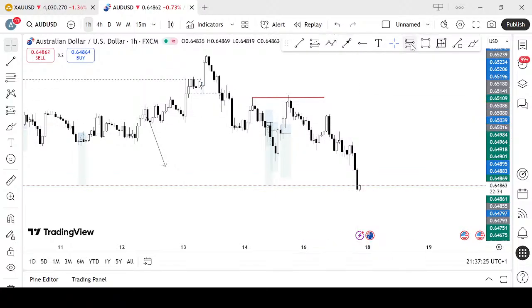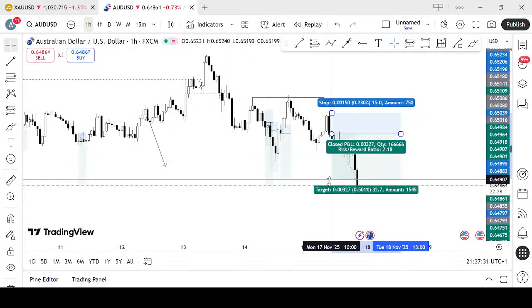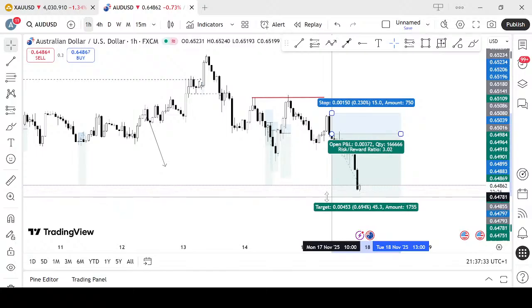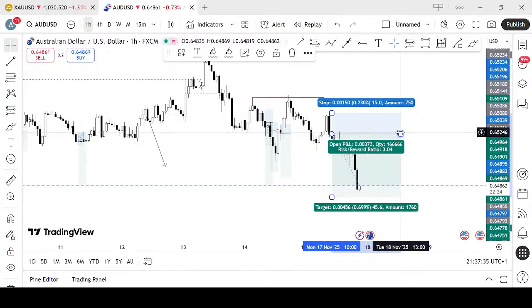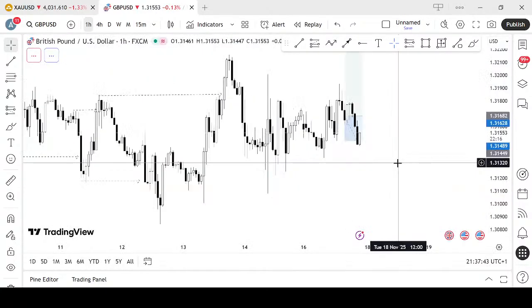So obviously this is doing almost 1 ratio 3, and okay, not up to 1 ratio 3 yet, but it's not far from the TP, and there's high probability it's going to hit that. But for me personally, there was no entry on AUD USD today.